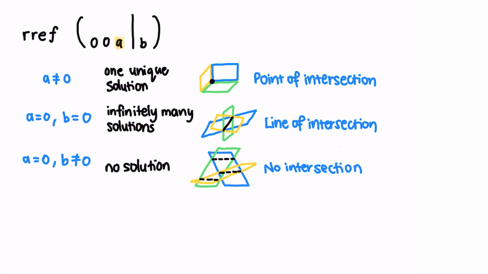Our final case is when a equals 0 but b is not equal to 0. To give you a bit of intuition on why this is so, imagine our last row, 0x plus 0y plus 0z equals a non-zero number. If you look at this equation, there's no value of x, y, and z that can fulfill this equation. Hence, there'll be no solution. And geometrically, this means that the 3 planes have no point of intersection. So this is what it could look like. There are no points of intersection between these 3 planes.